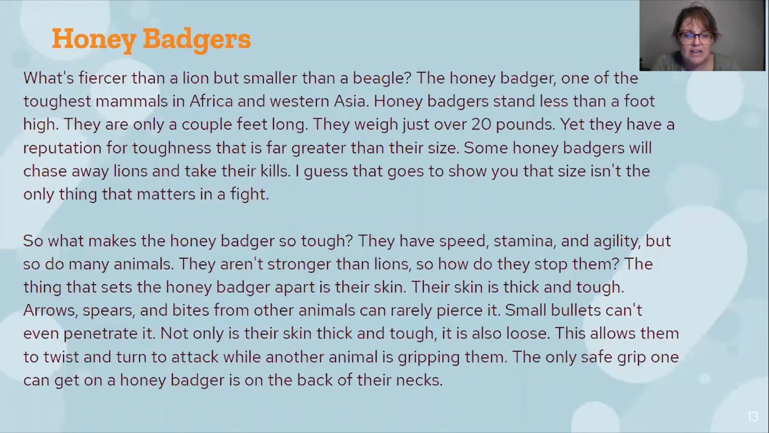The thing that sets the honey badger apart is their skin. Their skin is thick and tough. Arrows, spears, and bites from other animals can rarely pierce it. Small bullets can't even penetrate it. Not only is their skin thick and tough, it is also loose. This allows them to twist and turn to attack while another animal is gripping them. The only safe grip to get on a honey badger is on the backs of their necks.